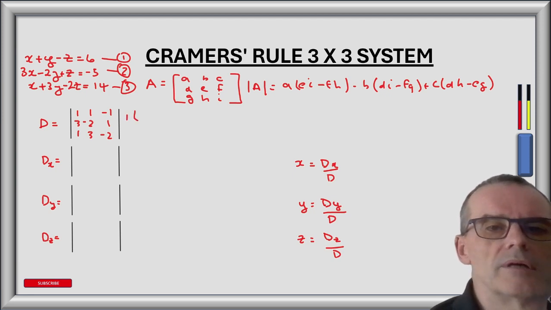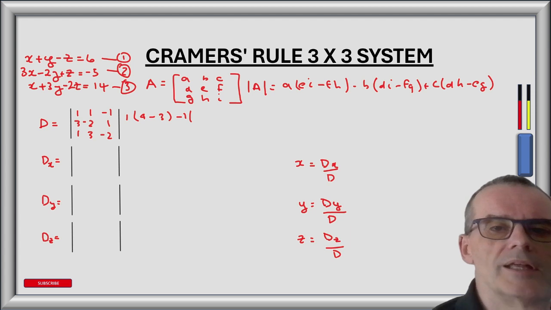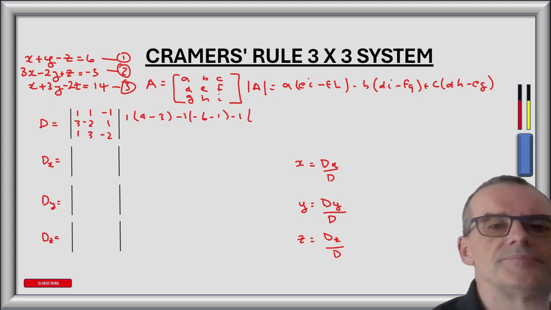So we have 1 times minus 2 times minus 2 is 4, minus 1 times 3 is 3. And we have minus 1 multiplied into 3 times minus 2 is minus 6, and 1 times 1, we have minus 1 times 1 is minus 1. And then we have a minus 1 multiplied by 3 times 3 is 9, and minus 2 times 1 is minus 2. So that becomes plus 2.